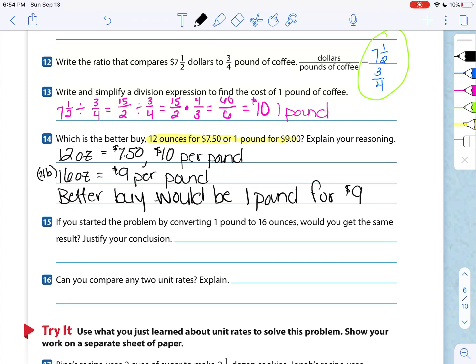Number 15, if you started the problem by converting 1 pound to 16 ounces, would you get the same result? Justify your conclusion. So remember, at the beginning of this problem on the other page, we converted 12 ounces to pounds, and we said that 12 ounces was 3/4 of a pound. So what this problem wants to know is, instead of doing that, and we converted the 1 pound to 16 ounces and then found our unit rate, do you think we would have gotten the same answer? Pause the video and write down what you think and why.